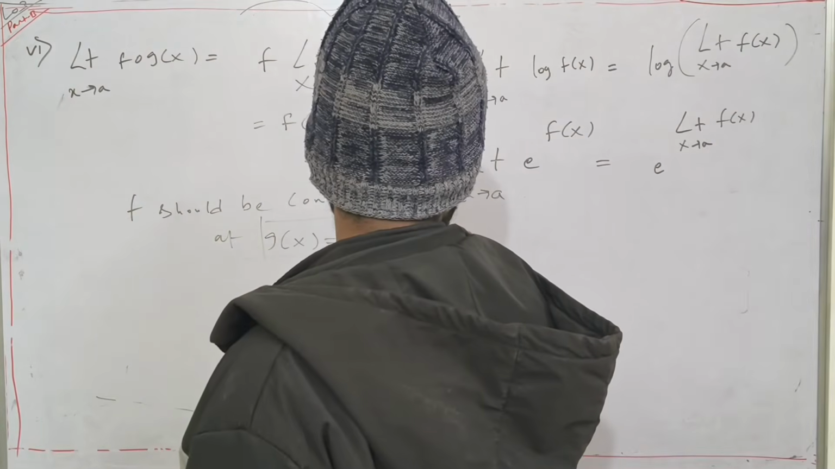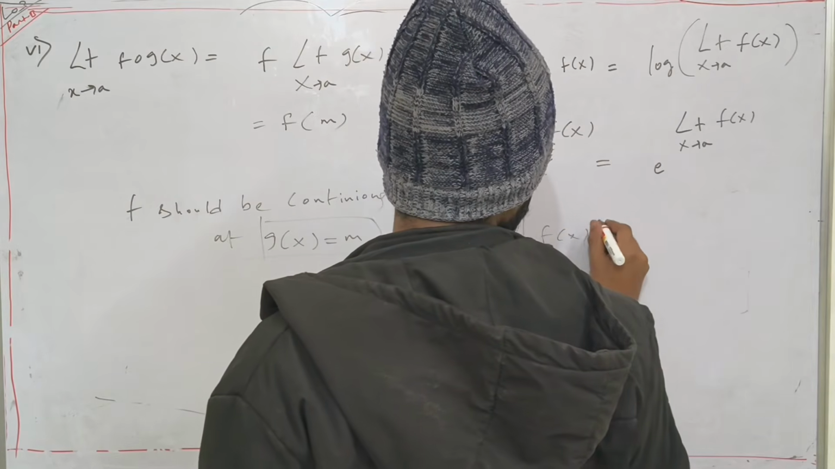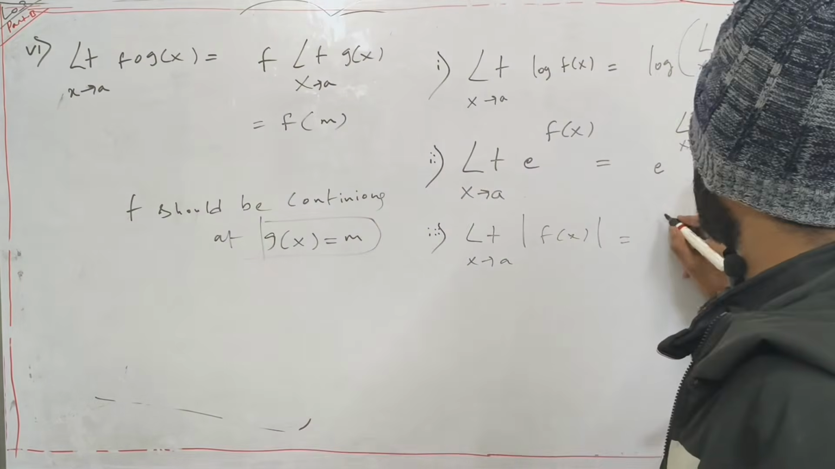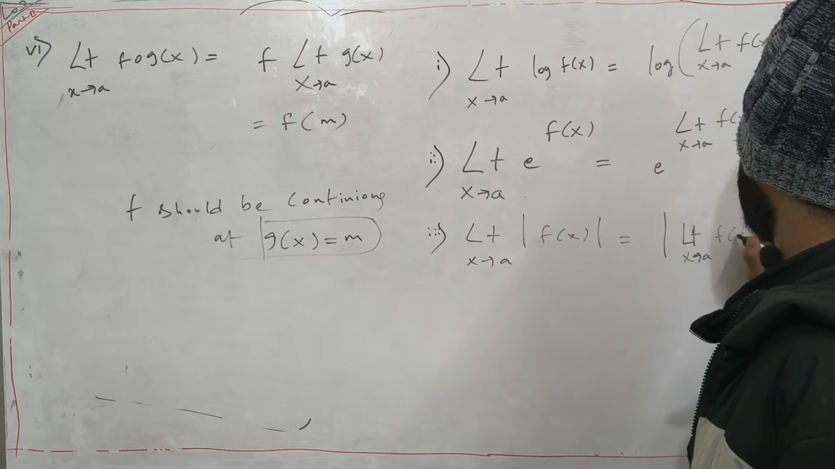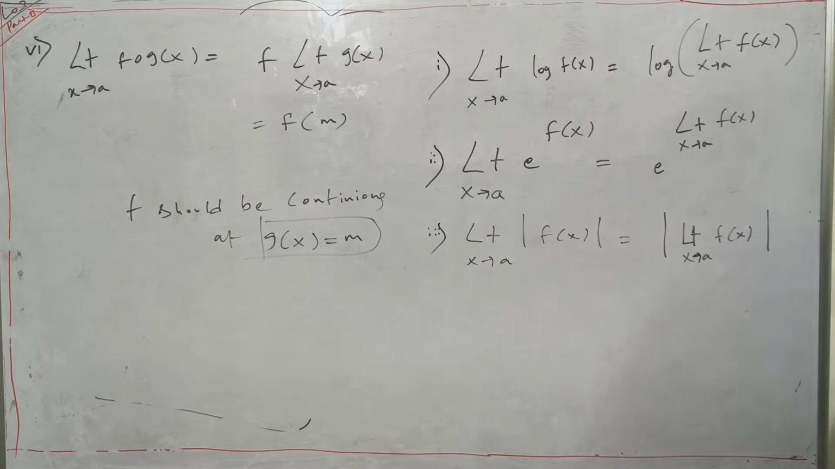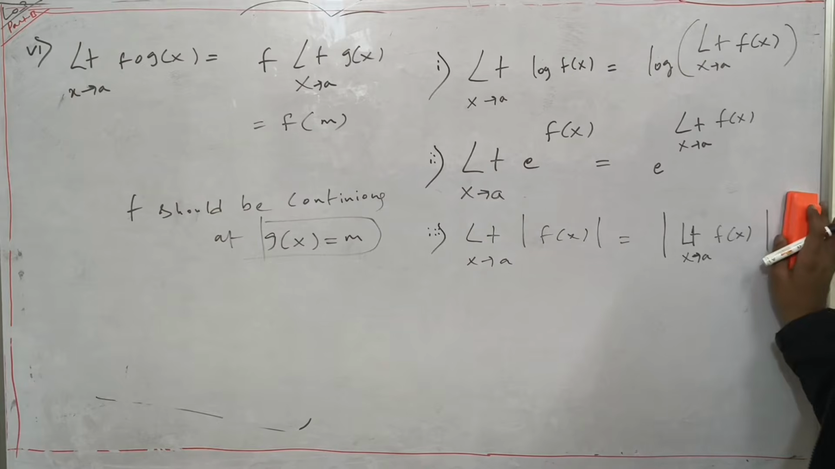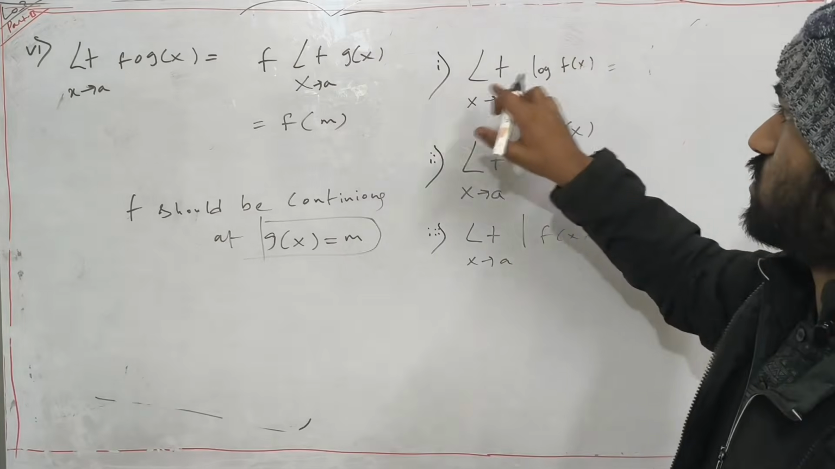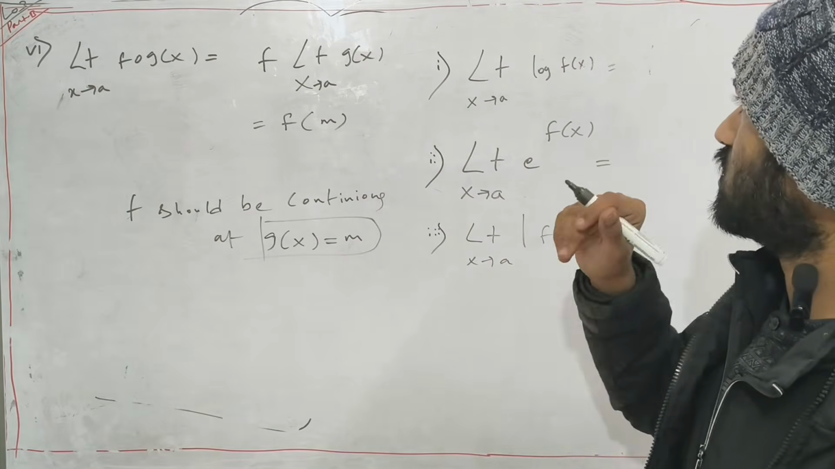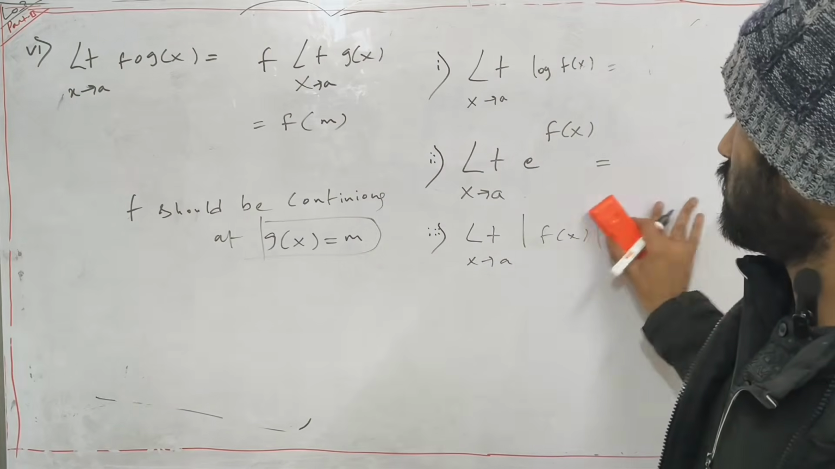Similarly, limit x tends to a of mod of f of x equals mod of limit x tends to a of f of x. समझ पा रहे? These are the three where we particularly use this formula. Sorry, it is g of x here. Here also the individual limit must exist.